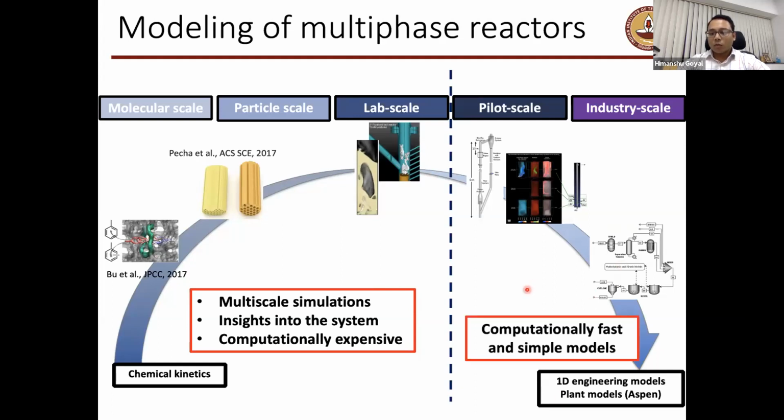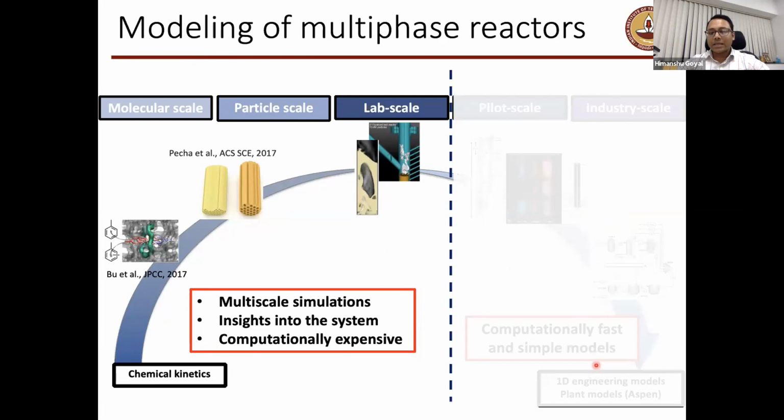So in the next step, based on the models we have developed as well as experiments, we develop these simple and computationally fast models using machine learning and other techniques that can be used by industry either for scale up or for optimization at the entire plant level using ASPEN type software. So first, I'll give one example of this first part of multi-scale modeling for the application of biomass conversion.